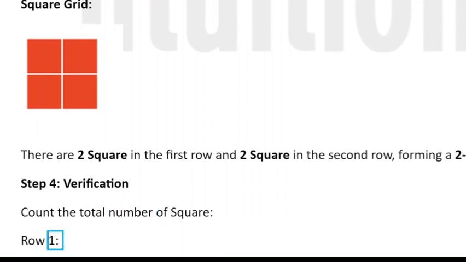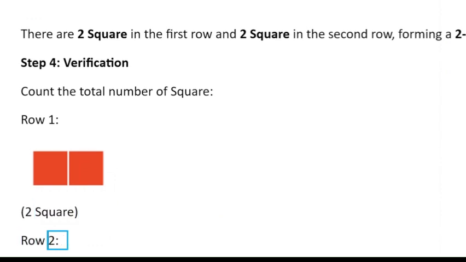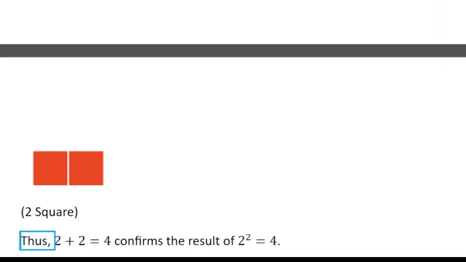Row 1. Picture 40. 2 squares. Row 2. Picture 39. 2 squares. Thus, 2 plus 2 equals 4 confirms the result of 2 squared equals 4.